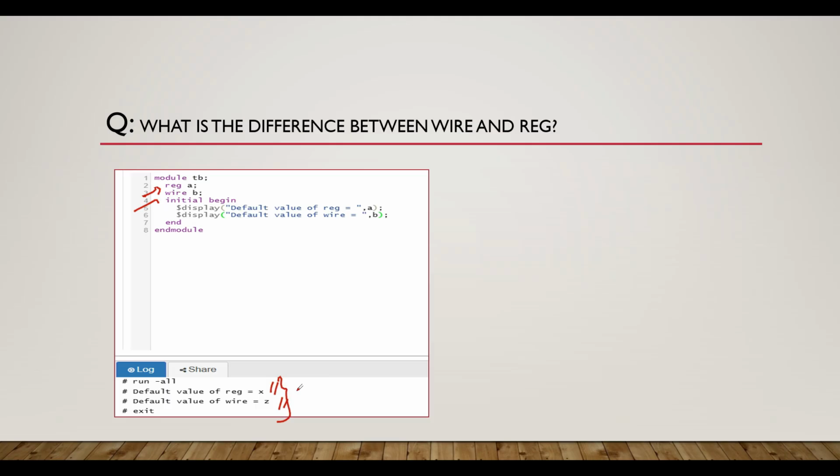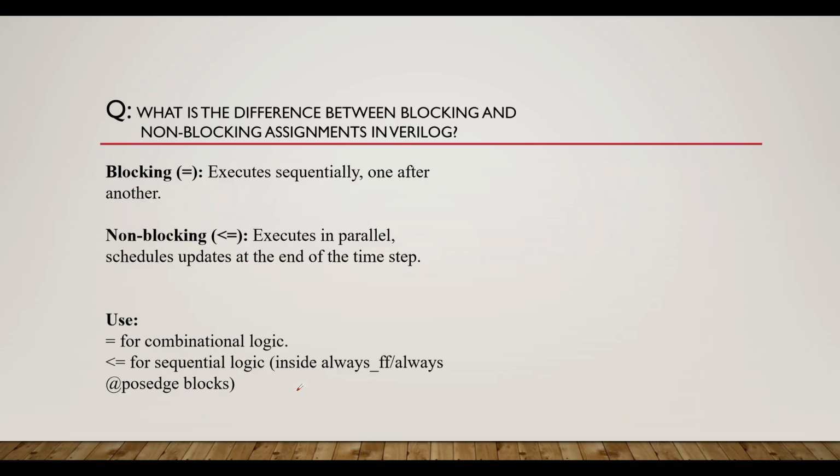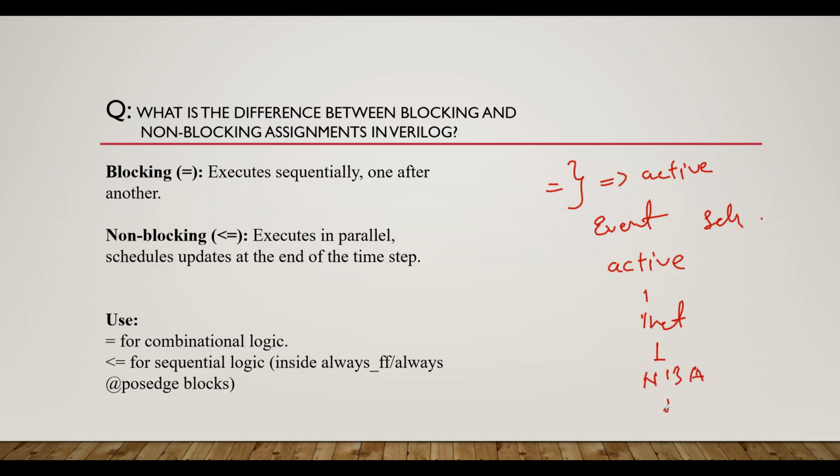Now let's jump to the next question. What is the basic difference between blocking and non-blocking assignment in Verilog? Your blocking assignment executes sequentially, one after another, and keep in mind, your blocking assignment will execute in the active region. I hope you have the idea about the event scheduler. Let me give you a little introduction. In the event scheduler, different regions are there like active region, inactive region, NBA region, and the last one is the postponed region. Your blocking assignment is a part of the active region, whereas your non-blocking assignment is a part of the NBA region.